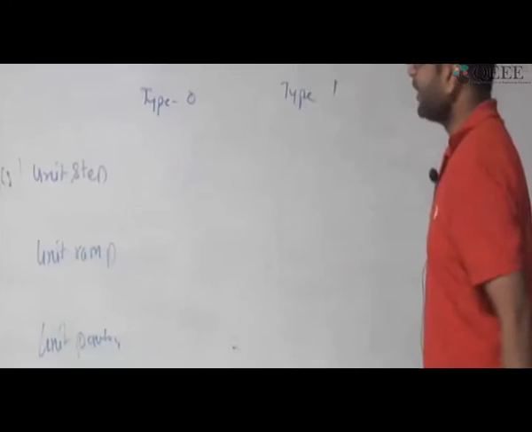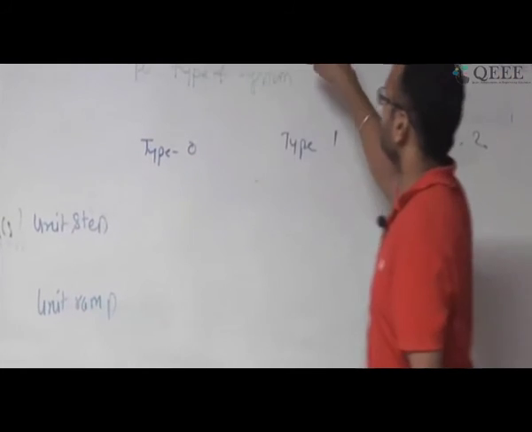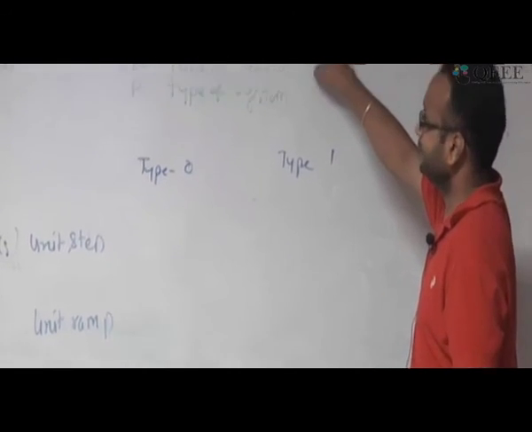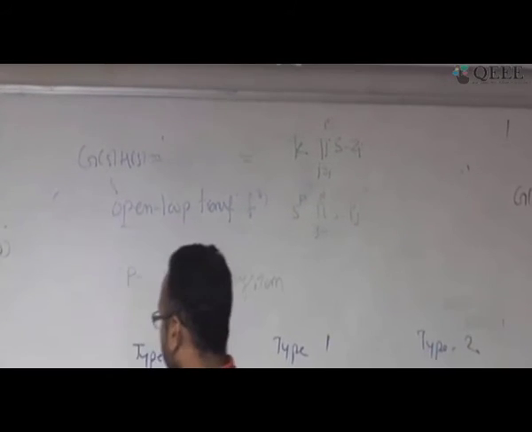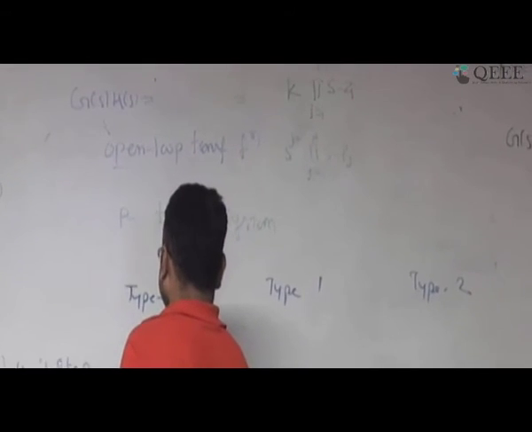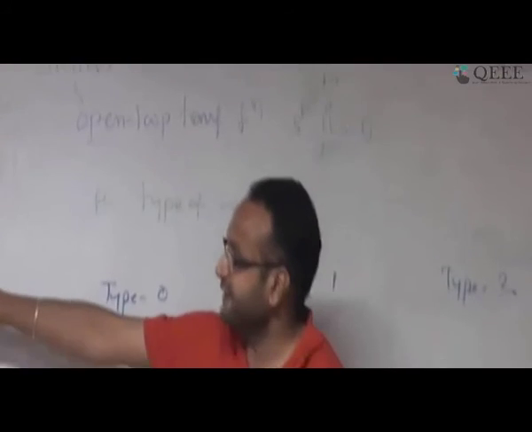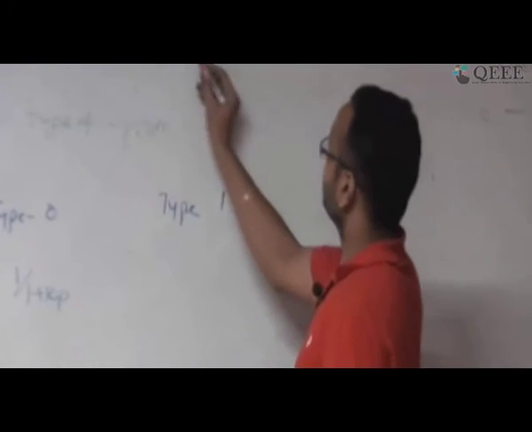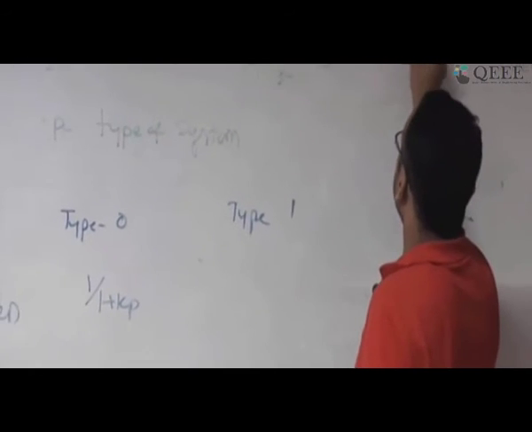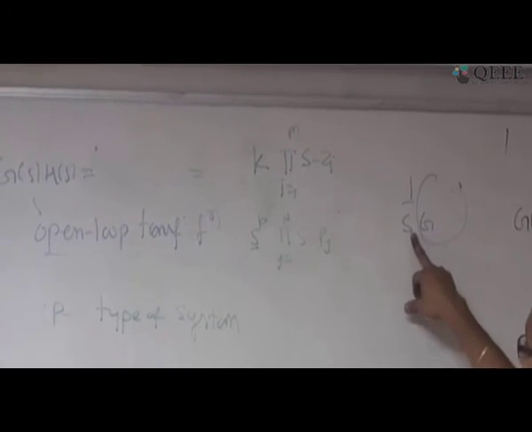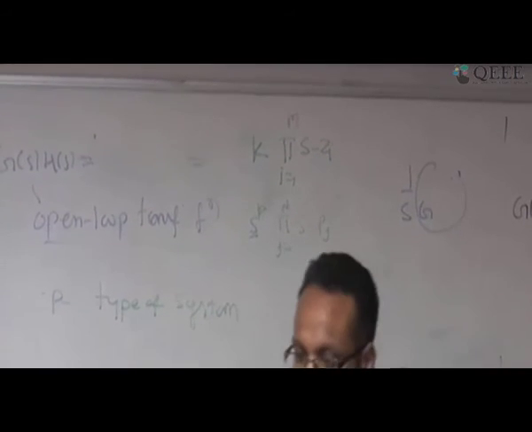Okay. If my G into H is a type 0 system, means P equal to 0, in that case what happens? Limit S tend to 0, this error is going to be 1 by 1 plus Kp, is that clear? And Kp is limit S tend to 0, G0 as 0, there will be some finite quantity. Now, go for type 1 system. In type 1 system, what will happen? This is going to be 1 by S times some quantity. Now, as S tend to 0, this quantity is going to be what? Infinite.